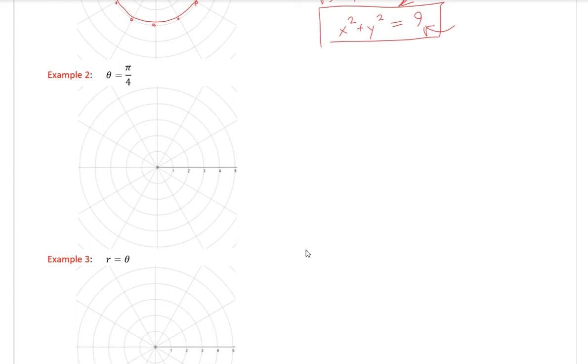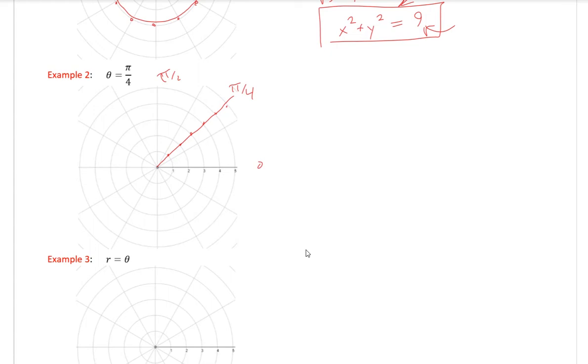Well, pi over 4 is in quadrant 1. It's right in the middle between 0 and pi halves. Pi over 4 is around here, and I'm going to have that angle measure for all radii. So that means a radius of 1, radius of 2, radius of 3, 4, 5, 6. Notice what this is making? It's making a straight line, or, again, as straight as I can make it.